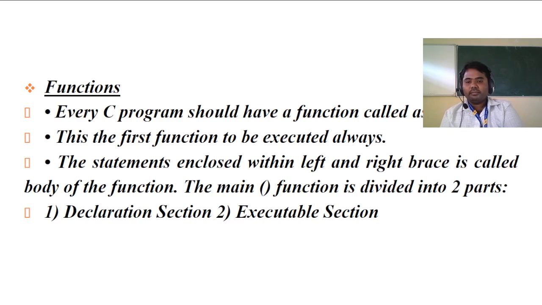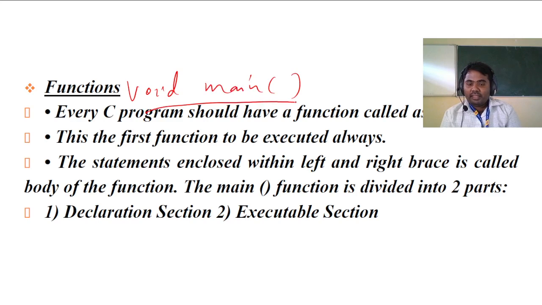Description of the function. Every function will have two parts. One is the declaration part. For example, the main function contains the very first line, that is void main. This is the declaration part, or signature part, of the program. The other name for the signature part is the declaration section.